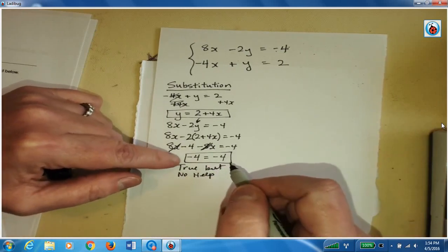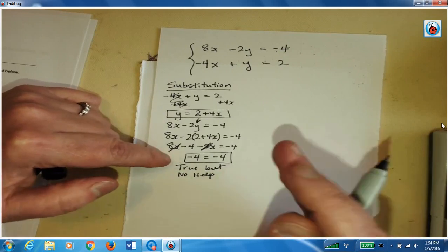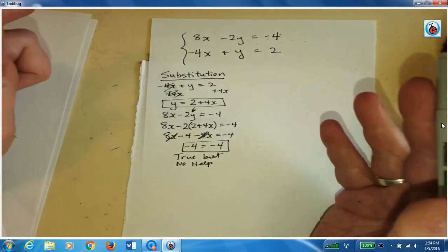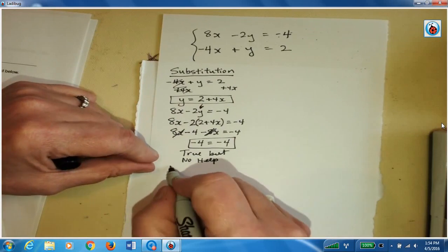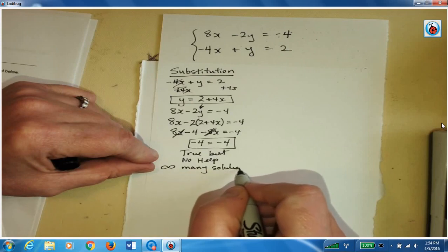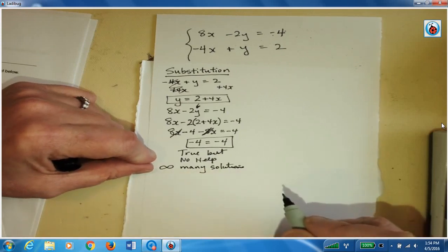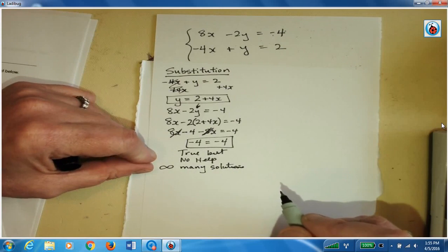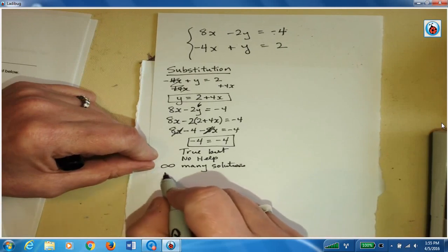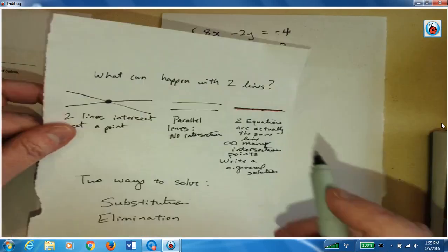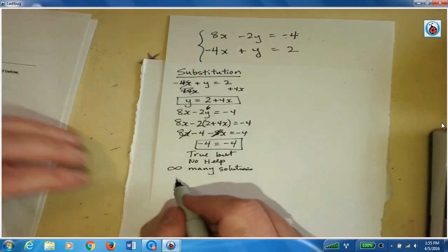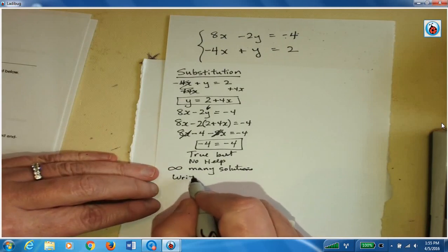So when you get to a true statement, but you've eliminated the x's and the y's and you can't get them expressed as numbers, this is telling you you have infinitely many solutions. Now, a lot of students stop right here on a test, and that's not even half the work that's required if you have infinitely many solutions. So if you have infinitely many solutions, then those two equations are actually the same line, and what you have to do is next write a general solution.